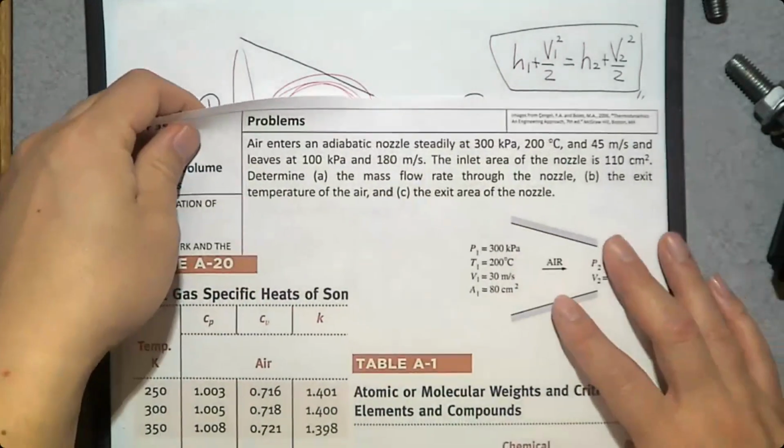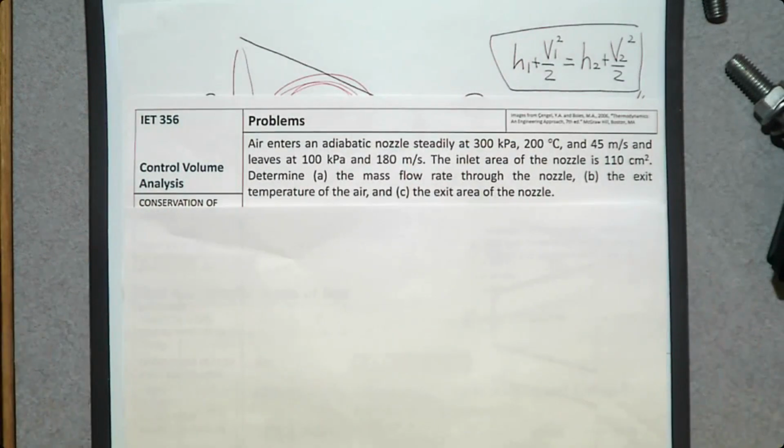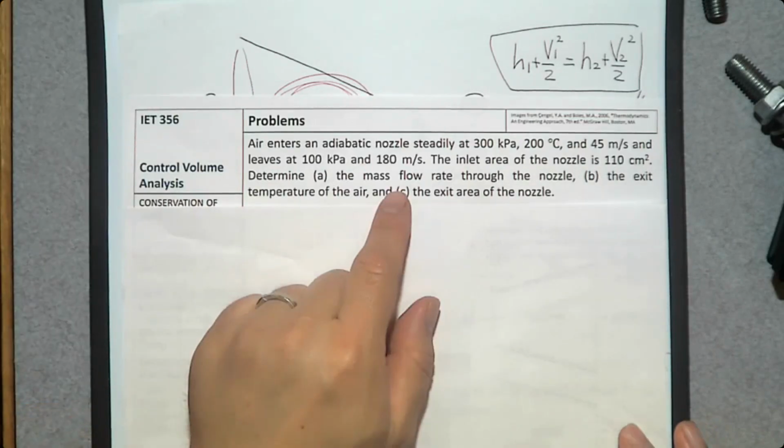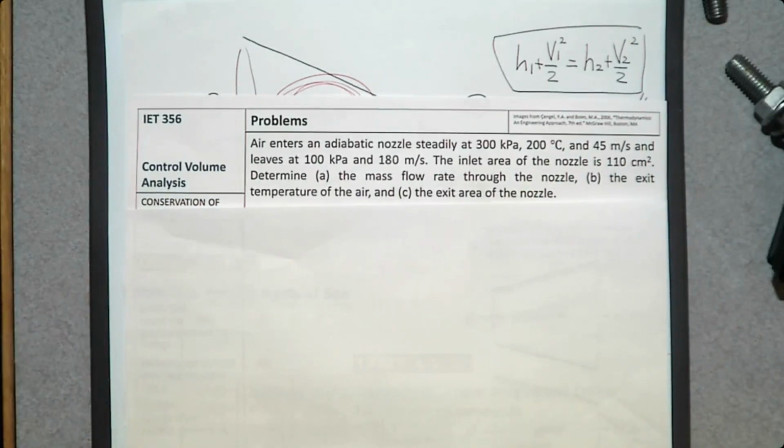So here is the first problem. Air enters an adiabatic nozzle steadily at 300 kilopascal, 200 degrees Celsius, and 45 meters per second. It leaves at 100 kilopascal and 180 meters per second. We know the inlet area, and we want to determine the mass flow rate, exit temperature, and the exit area. Okay, let's do that. First, we need to understand the physics.